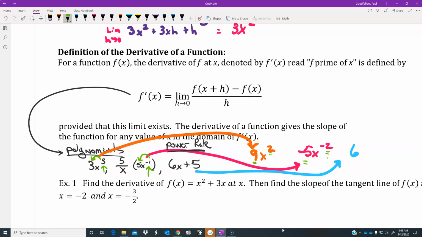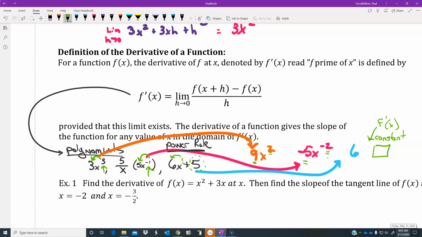Now we take a look at this last one. That's 6x to the 1. 1 times 6 gives me the 6, and then this reduced by a power would end up making it 0. Now, what happened to the 5? The 5 turns out to be a rule: when we take the derivative of a constant, it ends up disappearing. We end up getting nothing. It's an empty space.